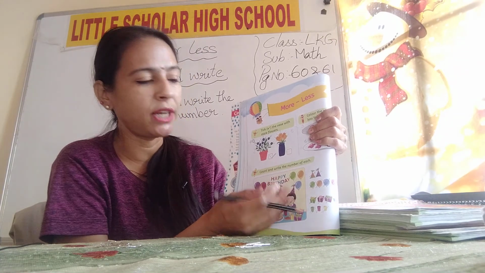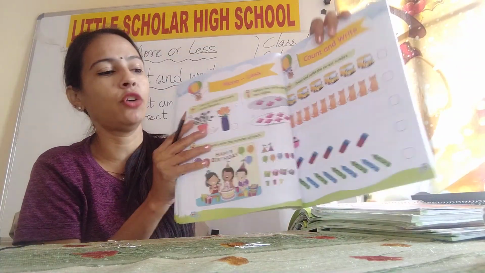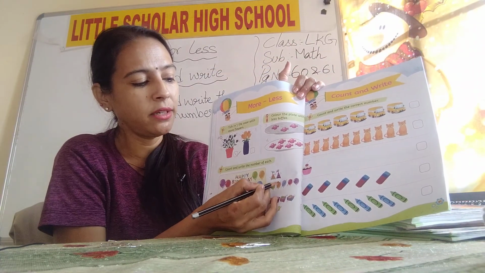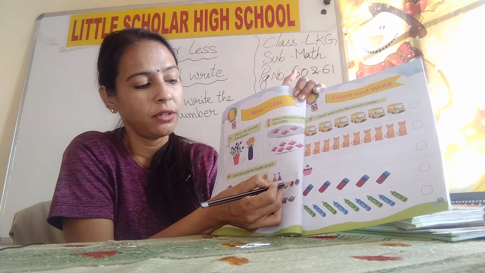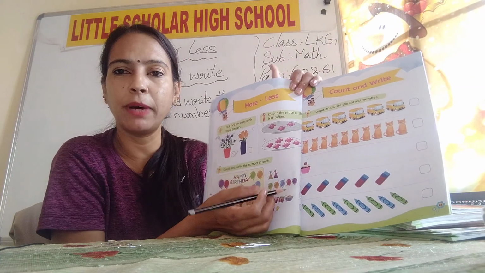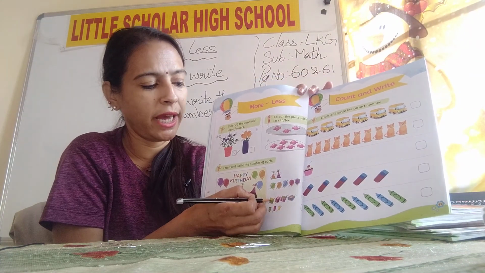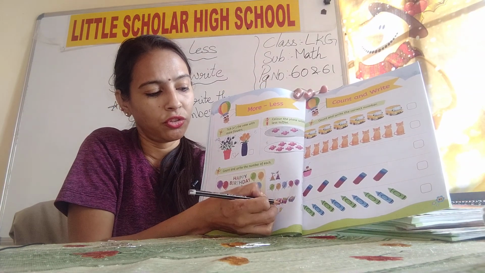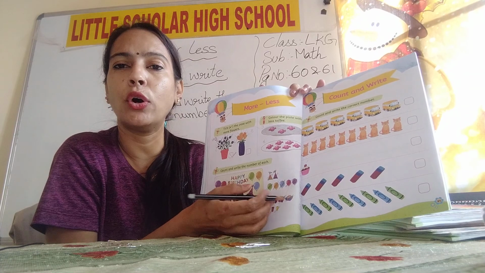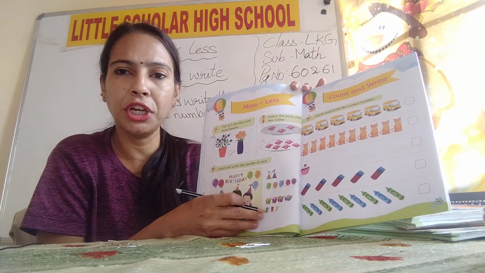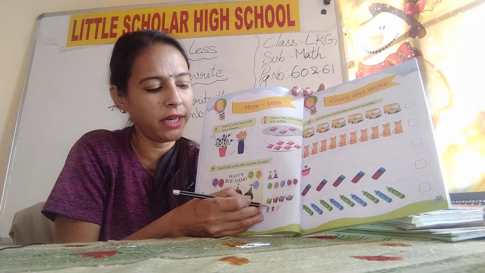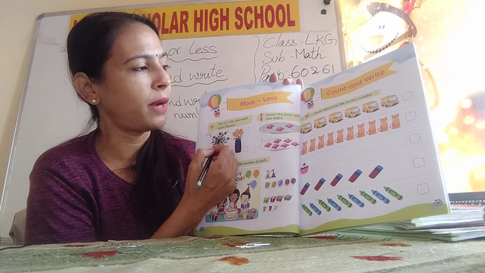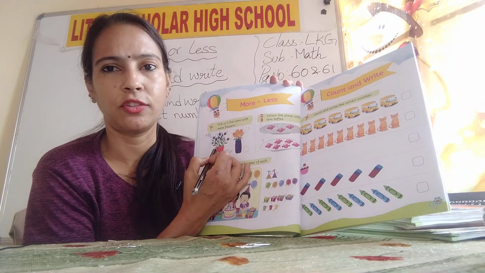Now, how many balloons were there? Let us count the balloons. 1, 2, 3, 4, 5. 5 balloons. And how many gift boxes? 1, 2, 3, 4. 4 gift boxes. And how many glasses were there? 1, 2, 3. So this is a topic about more and less, right?